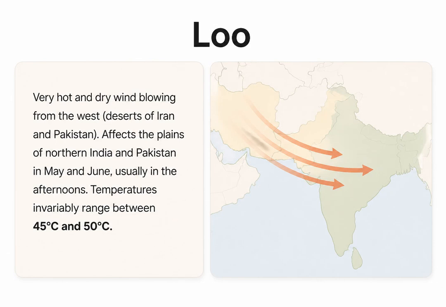The Lu is a notoriously hot and dry wind that blows across the plains of northern India and Pakistan. Originating from the deserts of Iran and Pakistan, it typically strikes in the afternoons during May and June. The Lu is brutal, with temperatures invariably soaring between 45 and 50 degrees Celsius.